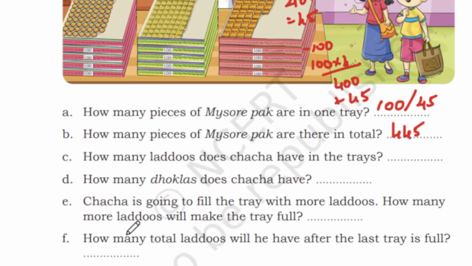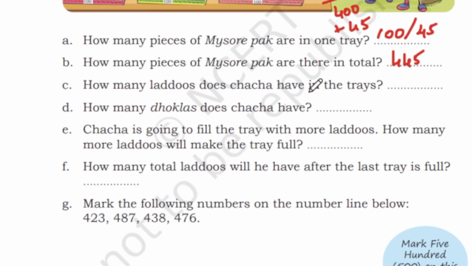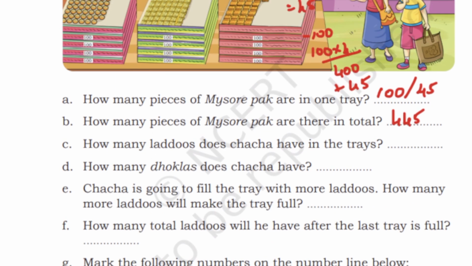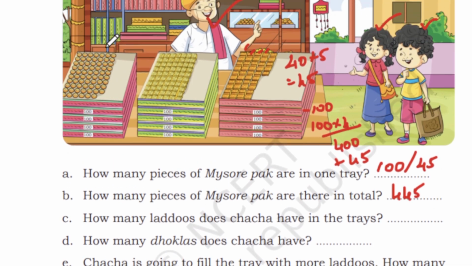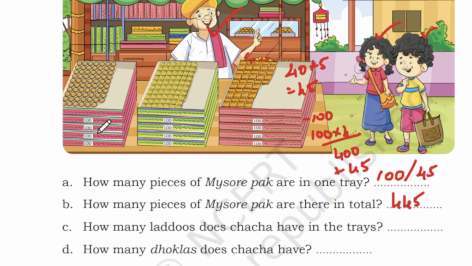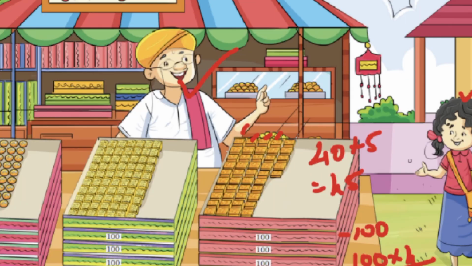Next question. How many laddus does Chacha have in the trays? They are asking trays, not tray. Trays means the entire tray. So how many laddus are there in the entire tray? Here at the bottom we have 4 trays, which is equal to 400, because in one tray we have 100 laddus. So 4 trays is 400 plus the top one. In the top one we see a few of the laddus are already sold out. Let's count how many laddus are the balance. I'm going to zoom this out so that you can see the entire laddu.